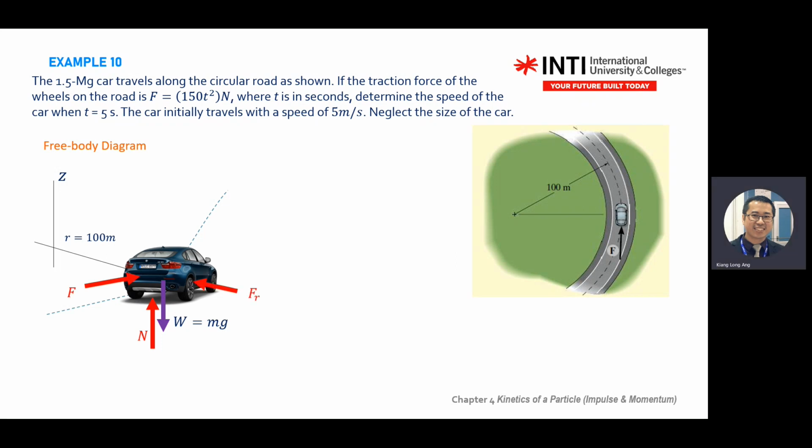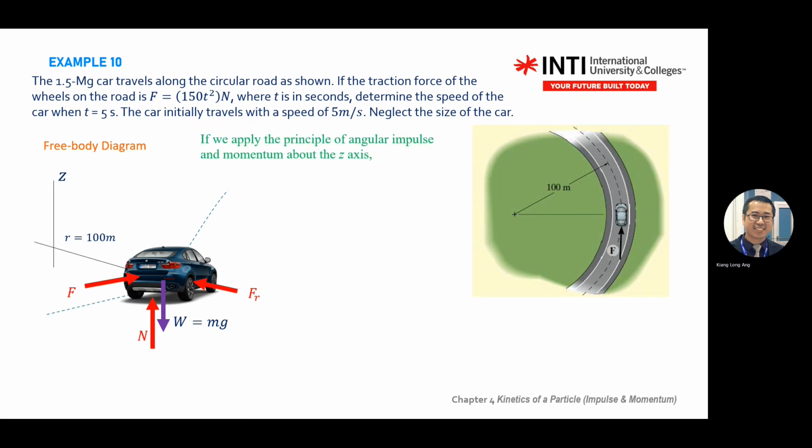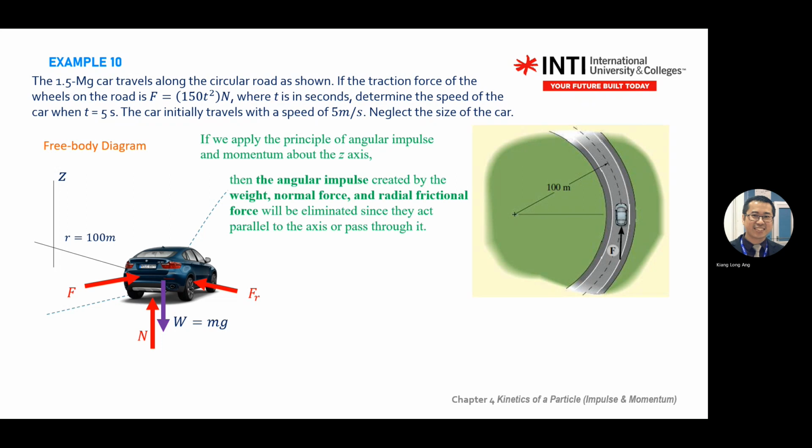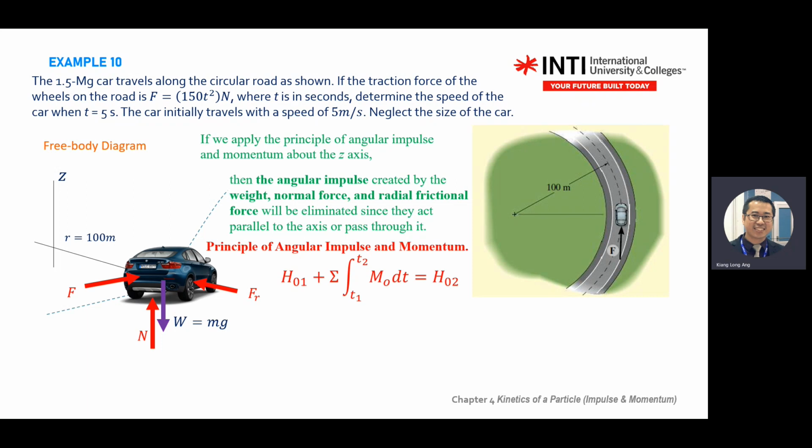So there's a force given. The traction force of the wheel on the road is F. So you have the force in the R direction. So you use the principle of angular impulse and momentum. You have the normal force and radial force. So this is a normal force. This is the tangent force, right, tangent force or radial force.